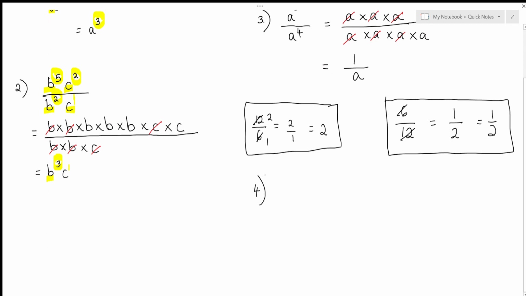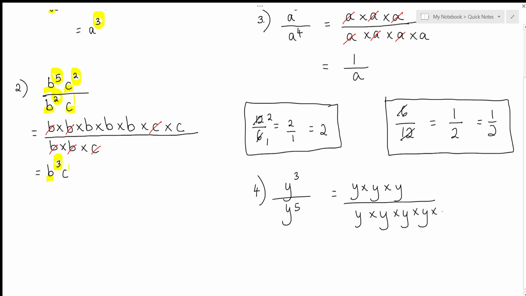Okay, number 4, we have y cubed over y to the power of 5. And here we're going to have y times y times y over y times y times y times y times y. Now, I'm going to talk about the rule in a minute, but before that, let's just complete the sum. So y goes into y once and once. Y divides into y once and once. Y divides into y once and once.